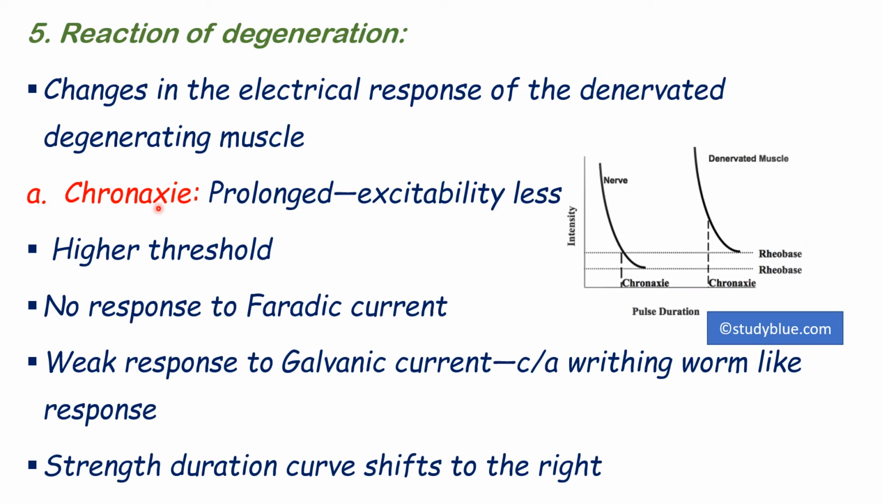Another very important effect is seen on the chronaxie. So what happens to the chronaxie? Chronaxie is the time taken by the excitable tissue to contract when the stimulus strength is double that of the rheobase. So chronaxie is the duration of time when you use a stimulus strength which is double that of the rheobase. Chronaxie is inversely related to excitability. That is, the more the chronaxie, the less the excitability. The less the chronaxie, the more the excitability.